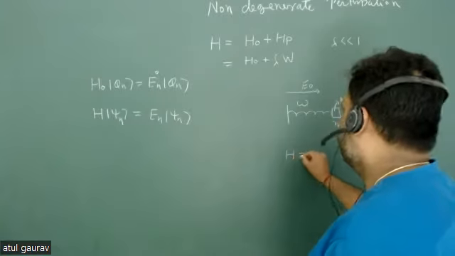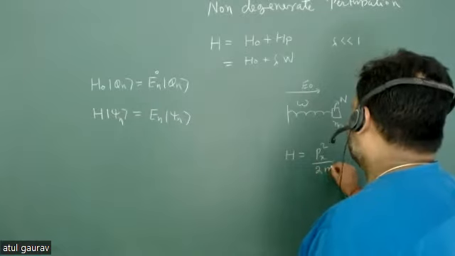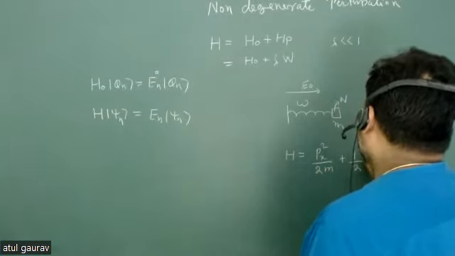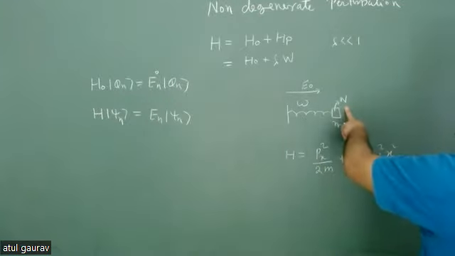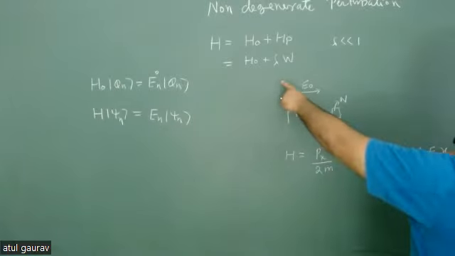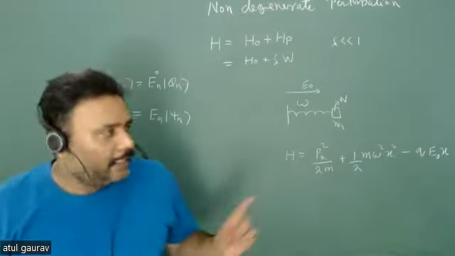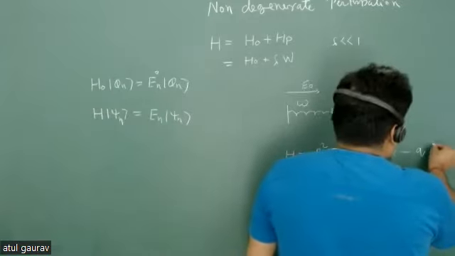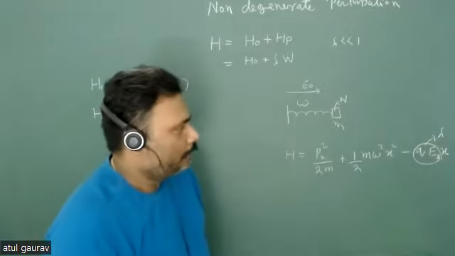My Hamiltonian is basically p_x squared upon 2m plus half m omega squared x squared, and if I take this charge as positive, then this is minus q E x. So this is my Hamiltonian. This is the potential energy due to this particular electric field, which is E naught, and we can take minus q E naught x. And here this q E naught x is actually lambda.